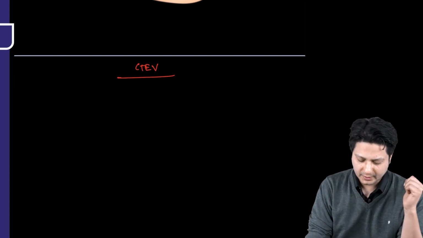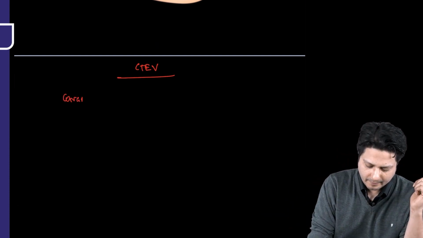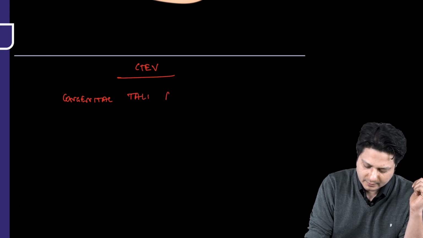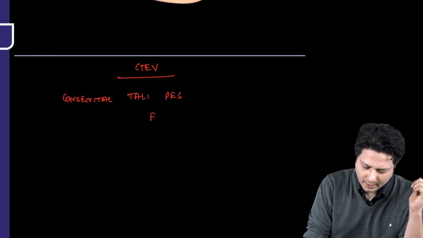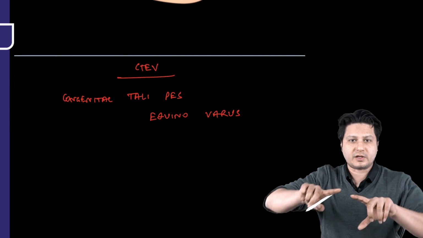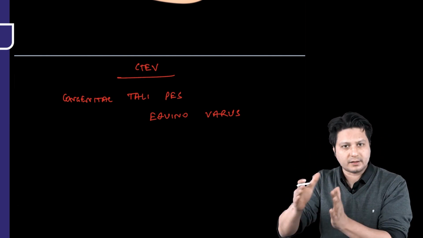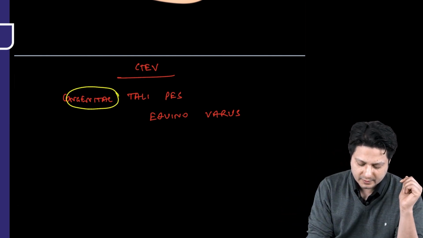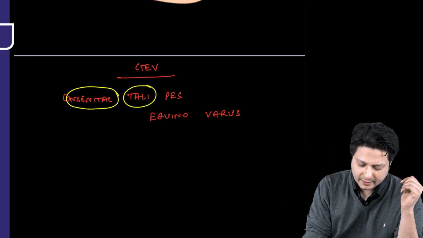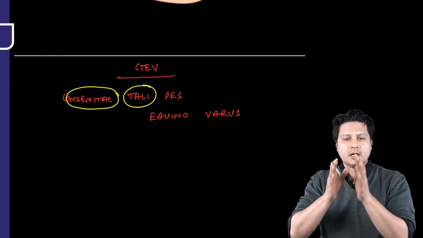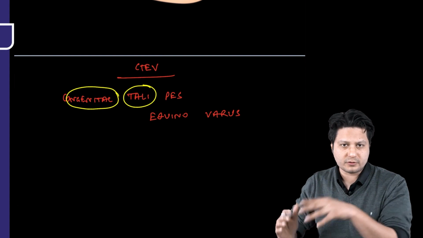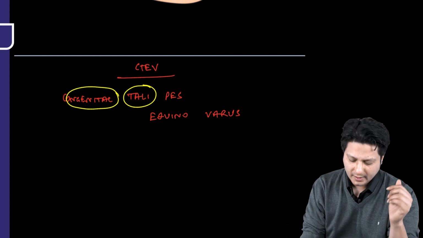So what is the full form? It is congenital talipes equinovarus. If you break this term, congenital means since birth. All of you are aware of this. Tali means the ankle, because the talus is the major component of the ankle joint. So tali is representing the ankle joint.